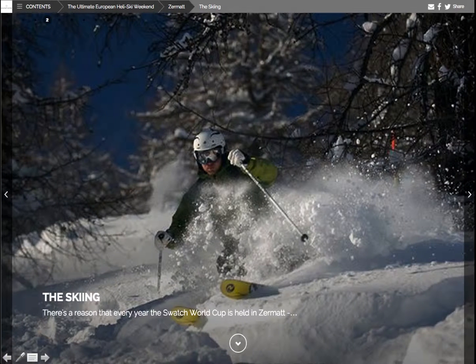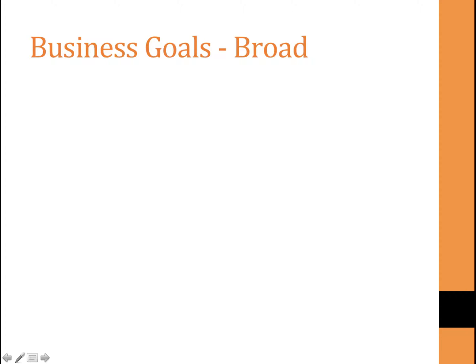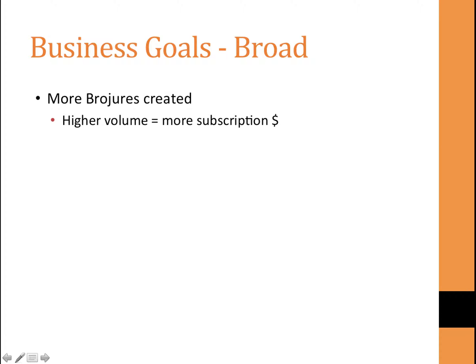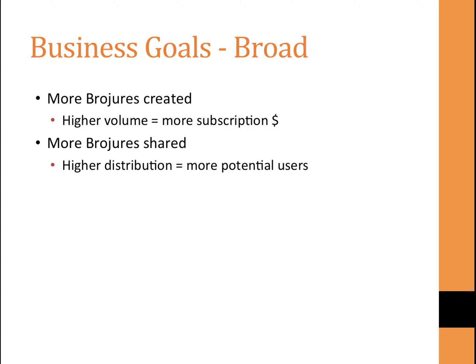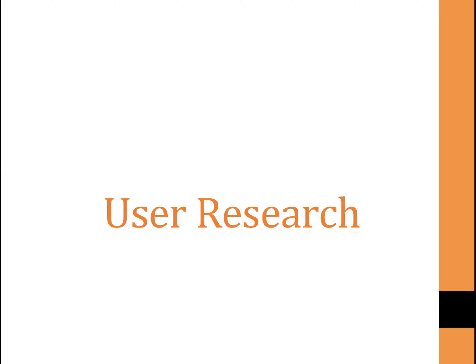and why the product has such a good reputation for visitors viewing many pages of brochures. So we'll talk about the business goals of the product in a broad sense, and they're pretty straightforward. The first one is to have more brochures created, because the product charges on a volume basis, a higher amount of volume equals more subscription revenue. And secondly, the second broad goal is to have more brochures shared, because a higher distribution of brochures out there in the world gives us more potential for new users.